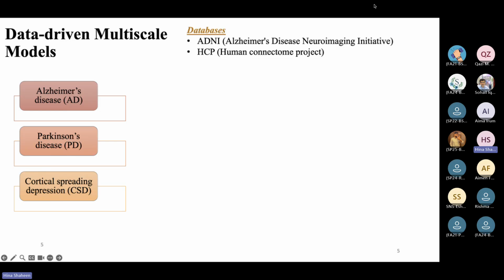So, among other factors, our special attention is given to brain electrical activity as an important characteristic of neurodegenerative disorders such as Alzheimer's disease, Parkinson's disease, and cortical spreading depression.